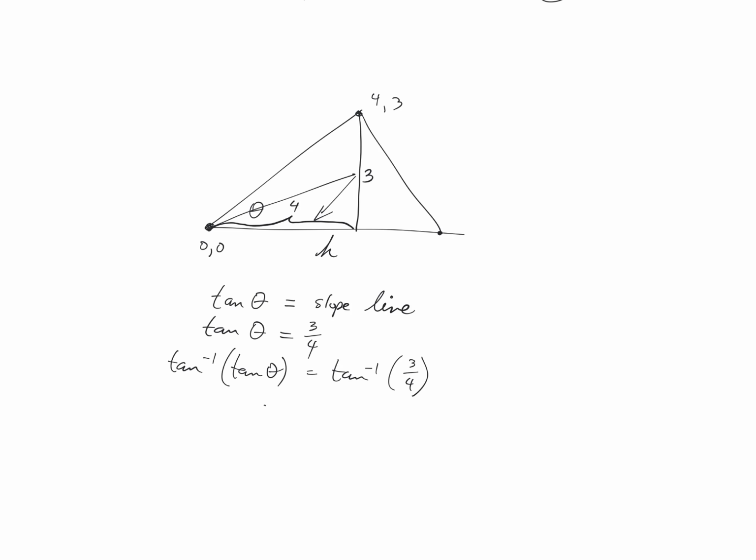Now that gives us theta is equal to approximately 36.87 degrees. Now from Pythagorean triples, you should know right away that this length here is going to be 5, because this is 3 and this is 4. And so we don't actually need to calculate this using the Pythagorean theorem. So we do have the length of this leg. And now we're going to calculate h.